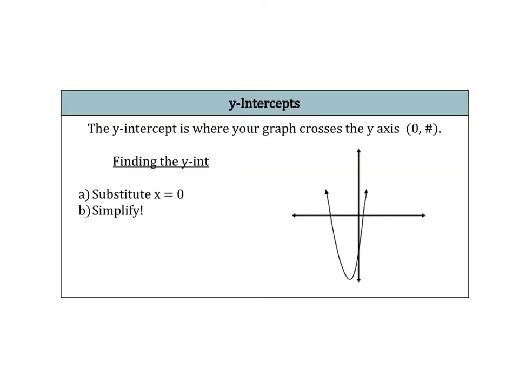Okay, so let's just do a quick recap of what a y-intercept is. The y-intercept is where your graph crosses the y-axis, and this will always be 0 and then either a positive or negative number or 0. So if you look at this graph, I can trace and I can see that my graph crosses the y-axis right here. So this is my y-intercept.